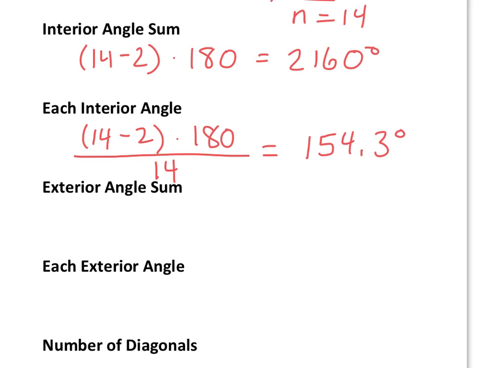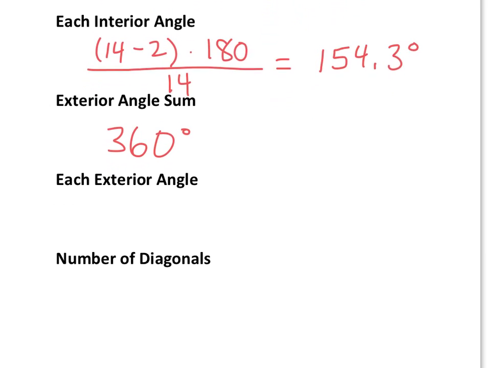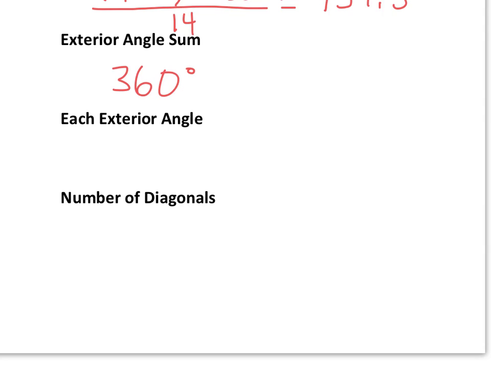Exterior angle sum, again, this is the one that never changes, so this is going to be 360 degrees. And then each exterior angle is going to be the sum, which is 360 degrees, divided by how many angles we have, which in a 14-gon is 14. And that is 25.7 degrees.